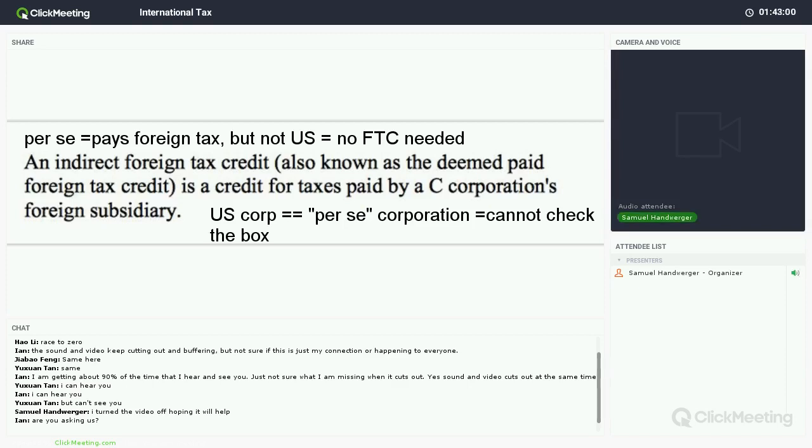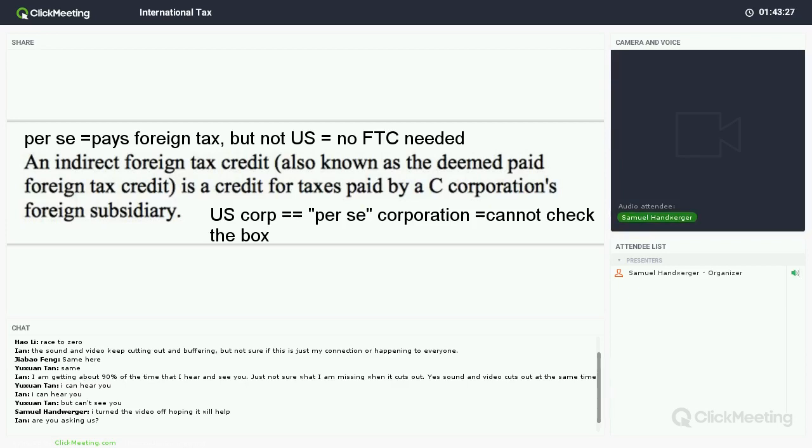Let's look at it this way. Foreign company gets set up. It's a per se corporation. We can't check the box. So it makes money. That's fine. It doesn't pay tax in the U.S. until dividends are paid. That's fine. But meanwhile, it's paying tax in the country where it is located. So it pays those taxes. Then one day it goes to pay the dividend to the U.S. shareholders. How will the U.S. shareholders pay tax? They'll pay tax on the dividend they received.